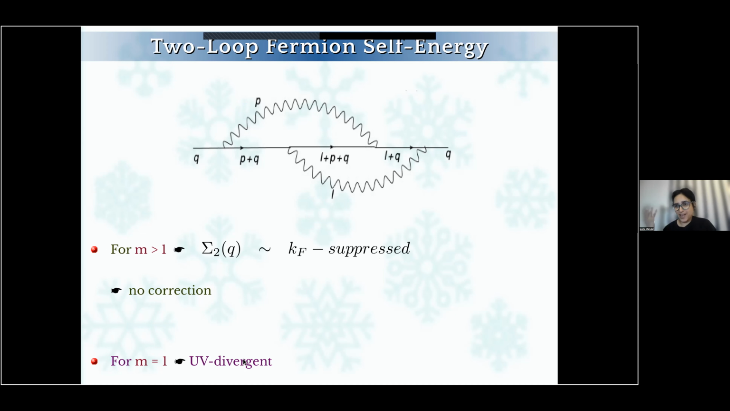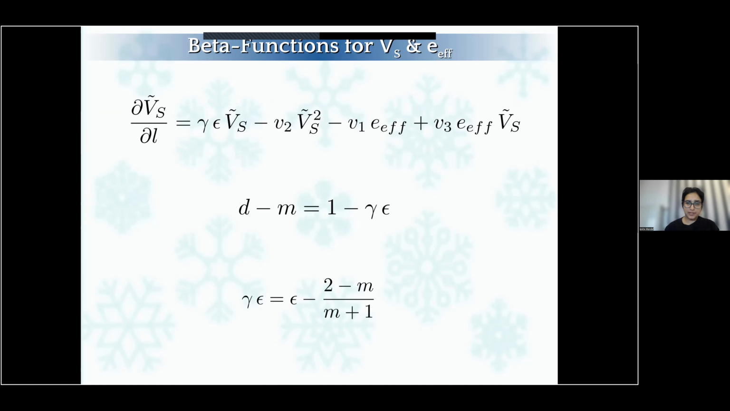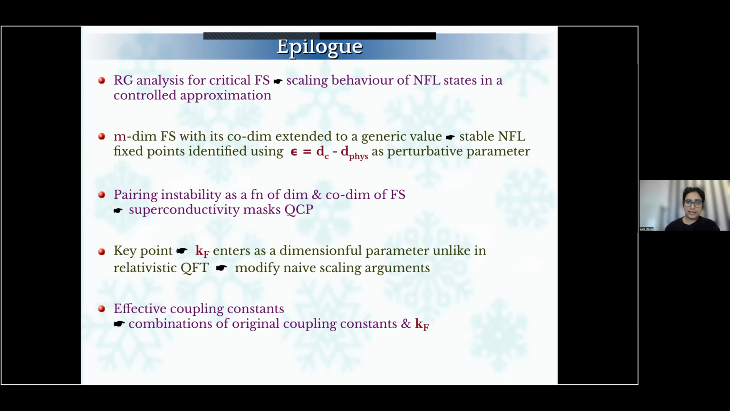Of course, we cannot evaluate to all loops, but from generic arguments, we can always argue that for m greater than 1, these answers will always be k_F suppressed, so that for m greater than 1, the answer is one-loop exact. However, for m equal to 1, we have to go on correcting the theory in a perturbative series. Okay, so I think I will just stop here because I don't have much time. I will not talk about the pairing instabilities, and I will just skip this part. And let me just go to the summary.